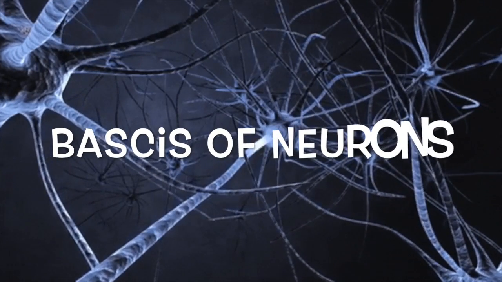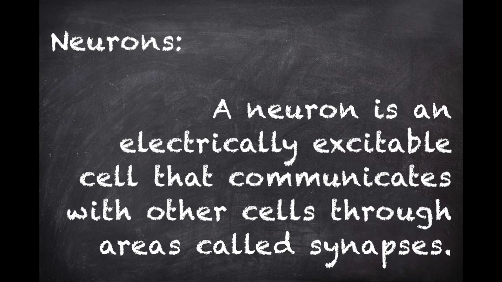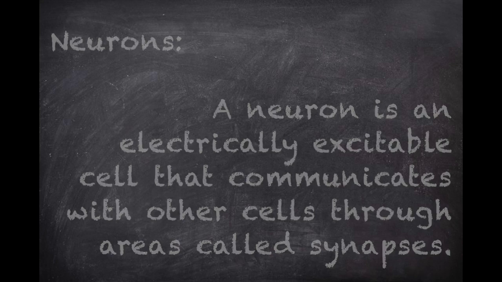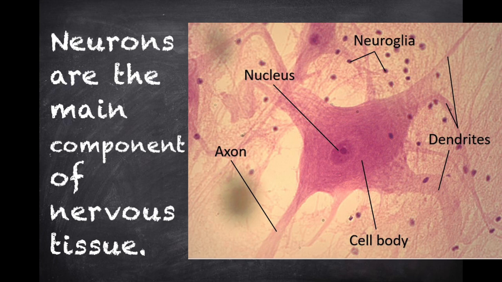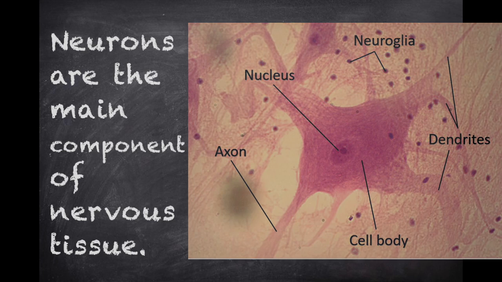Today we're going to be learning the basics of neurons. Before we start studying neurons, let's learn the basics of what a neuron is and what they do. The definition of a neuron is an electrically excitable cell that communicates with other cells through areas called synapses. Neurons are the main component of nervous tissue. They're found anywhere and in between all types of nervous tissue.